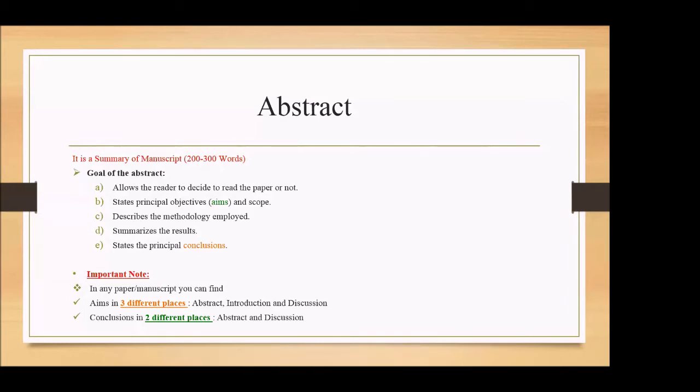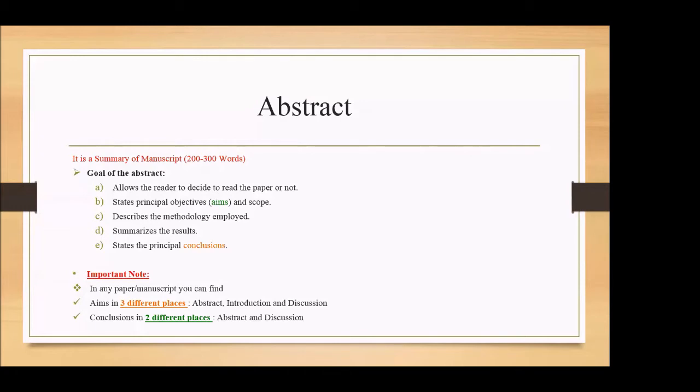Then you summarize the results. You put maybe 2 sentences about your findings: what did you find? And then you state the principal conclusion. You put like a 1 sentence conclusion. So this is basically the structure of the abstract.